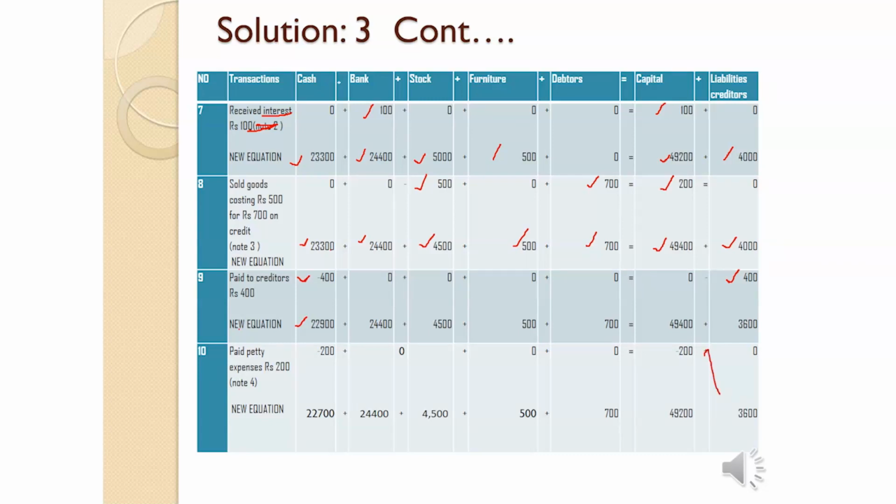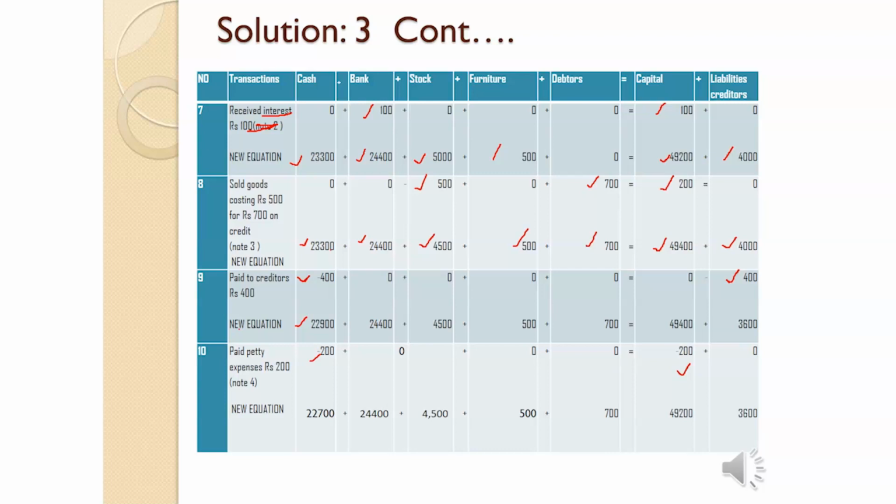Then the next one is paid petty expenses, rupees 200. So for expenses the cash will automatically be reduced, minus 200. Then the amount of capital is also reduced, minus 200. So the net amount is 22,900 minus 200, 22,700. Here 24,400. Stock value is 4,500. Then furniture value is 500. Debtors value 700. Here capital value 49,200. Liabilities to creditors rupees 3,600.